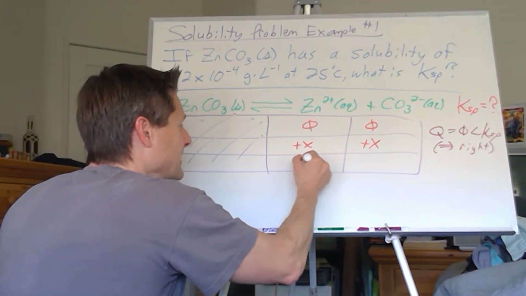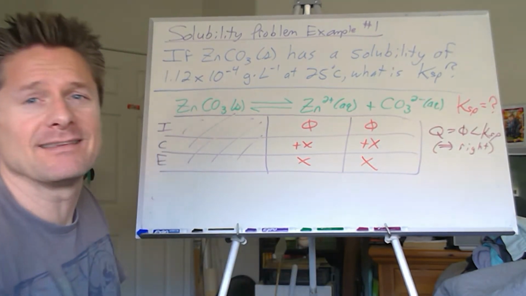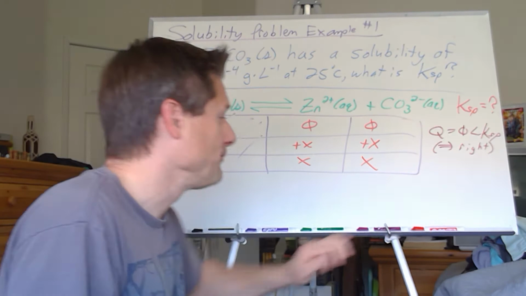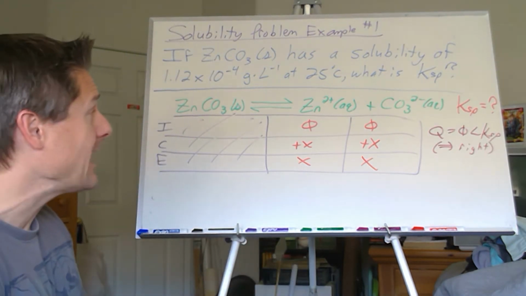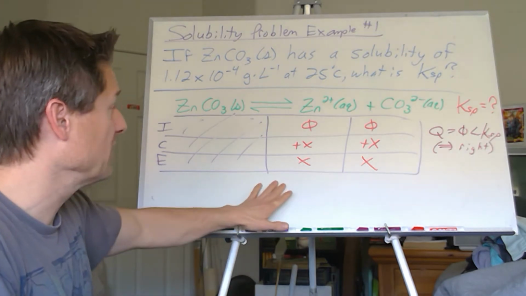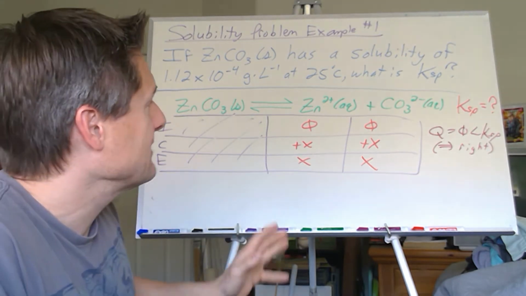So 0 plus x is x. 0 plus x is x. You've got to love these easy ICE tables, right? There we go. Now, from the ICE table, we can set up the equilibrium expression, correct? We know the equilibrium expression.